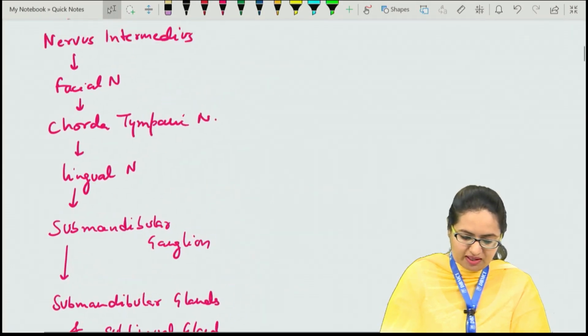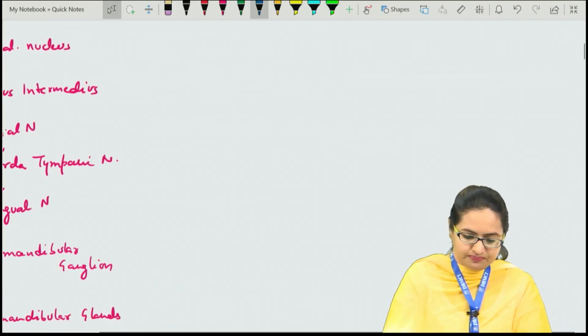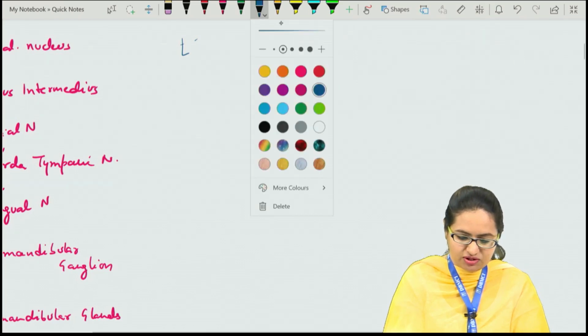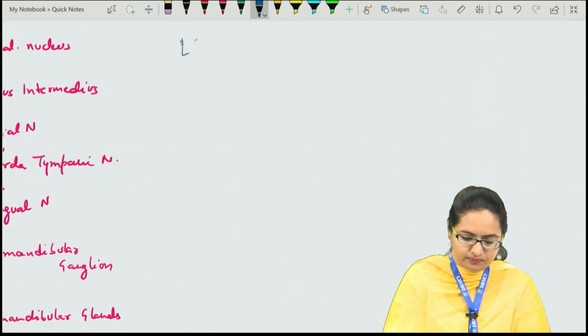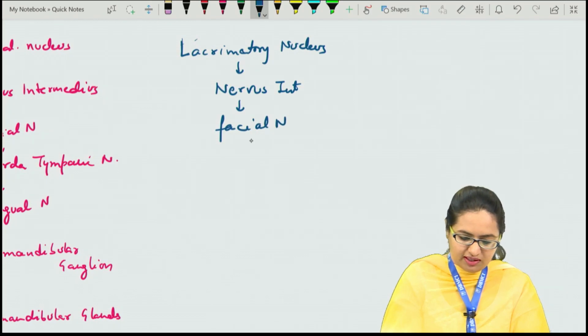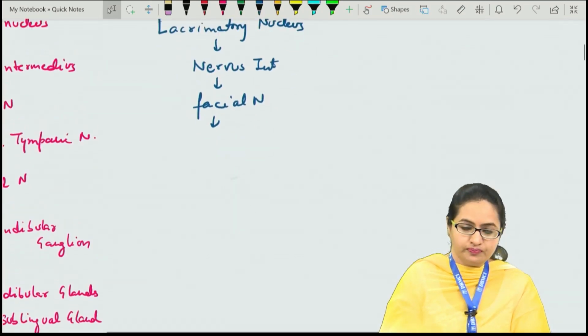When we talk about the parasympathetic fibers which will be passing through the greater petrosal nerve, we have a portion of this nucleus termed the lacrimatory nucleus. From the lacrimatory nucleus, the nervus intermedius arises, which joins the facial nerve, and the fibers then pass through the greater petrosal nerve.